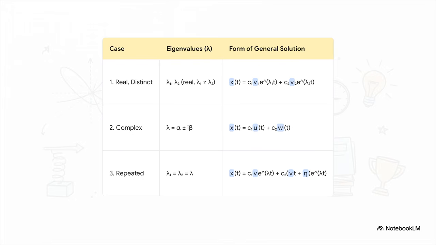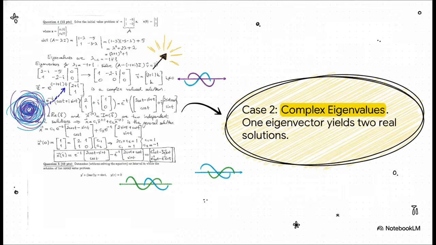Your job is to find the eigenvalues, figure out which case you're in, and then just execute the procedure. So let's see case 2 in action from the 2018 exam. The eigenvalues here are complex, -1 plus or minus i. Now the key trick here is you only need to find the eigenvector for one of them.